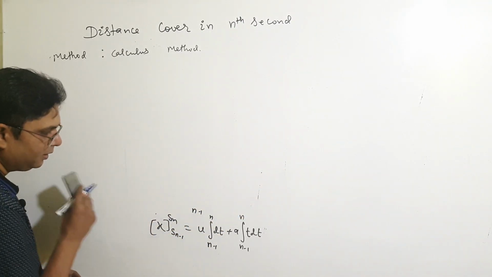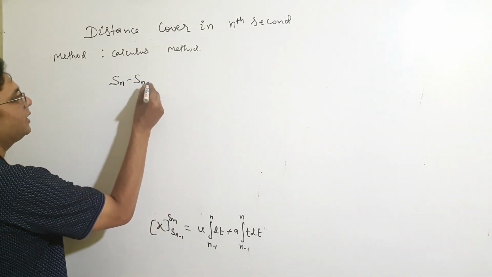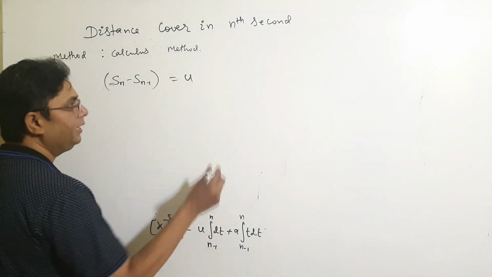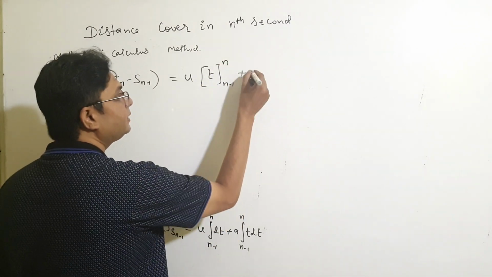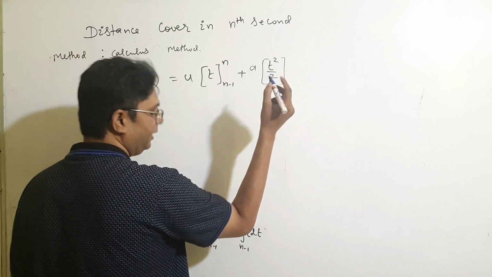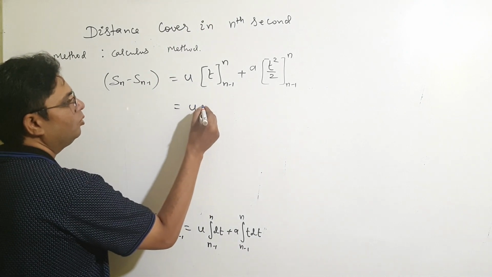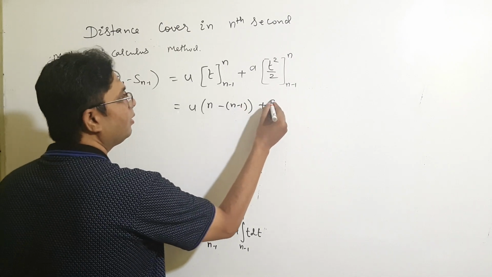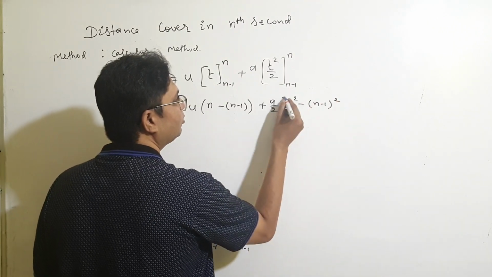On the LHS, we have S n minus S n minus 1. This is the nth second. On the RHS, you have u, and here the integration of dt is t. Give a bracket, write n minus 1 to n. It is a, and the integration of t is t square upon 2. Give a bracket, write n minus 1 to n. Now put the values: u into n, minus n minus 1, plus a by 2, and in place of t, write n square minus n minus 1 whole square.